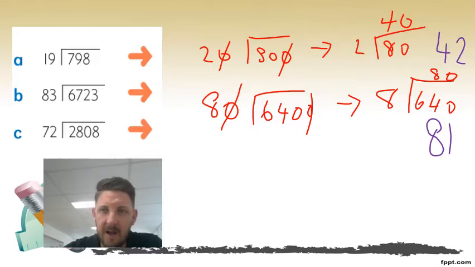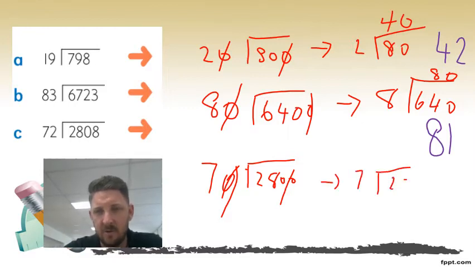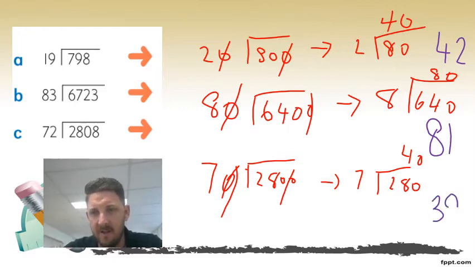The last one here, I'm going to go 70 on the outside, 2,800 on the inside, cross off a 0, and I'm going to be left with 7 into 280. 7 into 2 is 0, 7 into 28 is 4, 7 into 0 is 0, and I'm left with 40. Now if I work that on my calculator, you will know that the answer is 39.